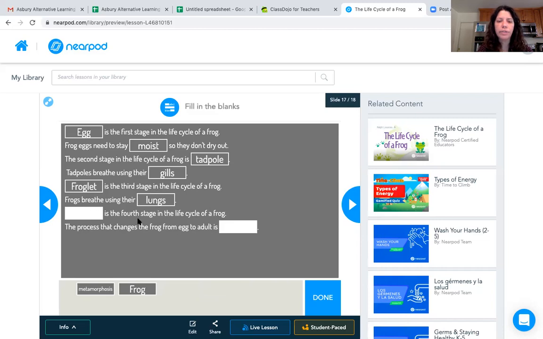Blank is the fourth stage in the life cycle of a frog. Metamorphosis or frog. So it must be frog. Frog is the fourth stage in the life cycle of a frog. The process that changes the frog from an egg to an adult is metamorphosis. Very good.